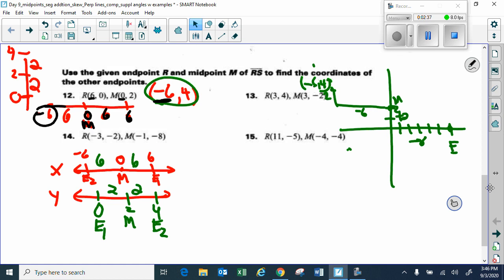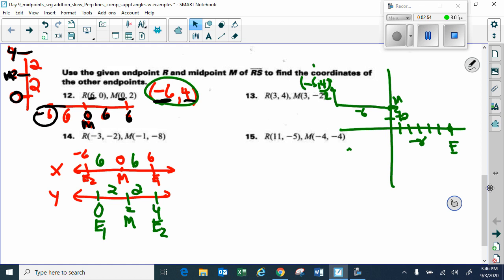And I can do the same thing with the y coordinate. Okay, starts at 0 for one endpoint. The midpoint is 2. That's the midpoint. So that distance is 2, so I have to go 2 higher. And that puts it at 4. And therefore you have negative 6, 4.